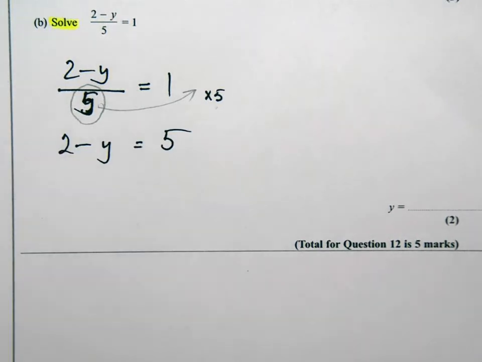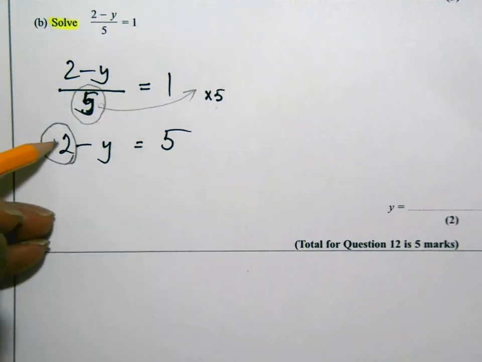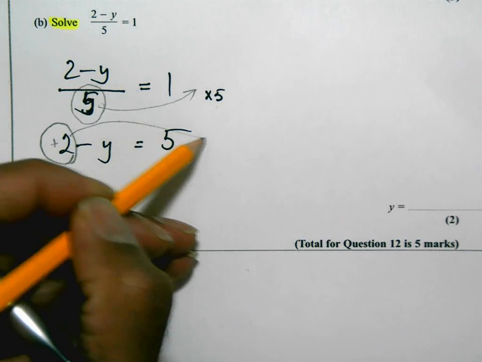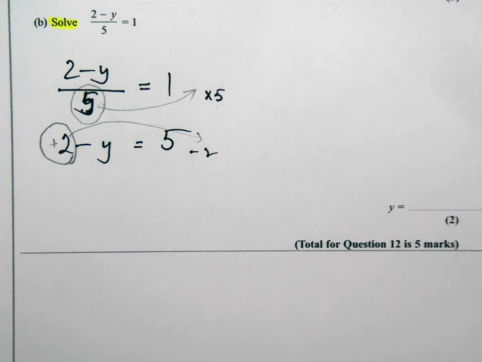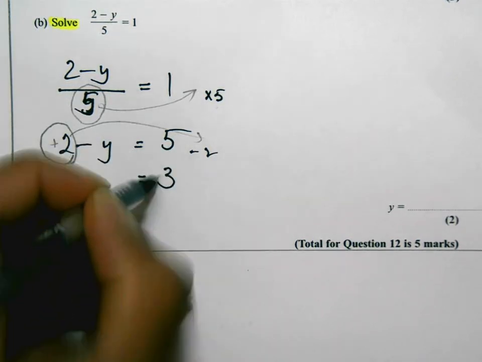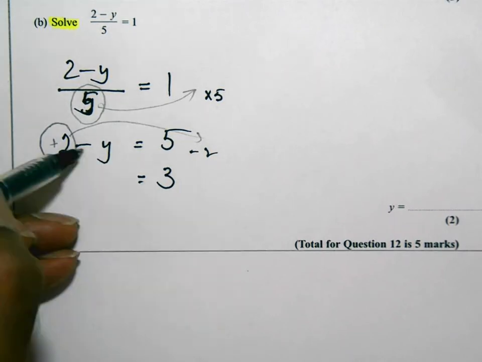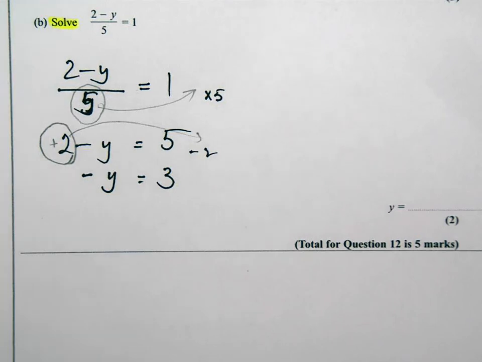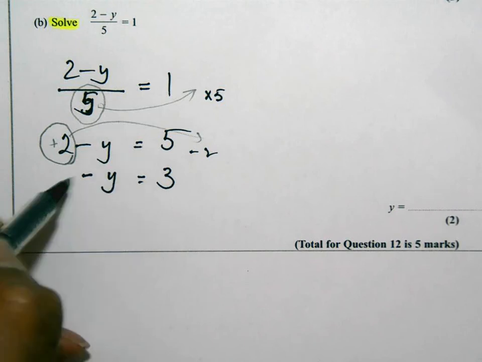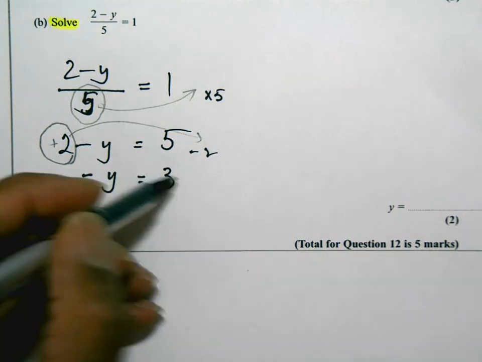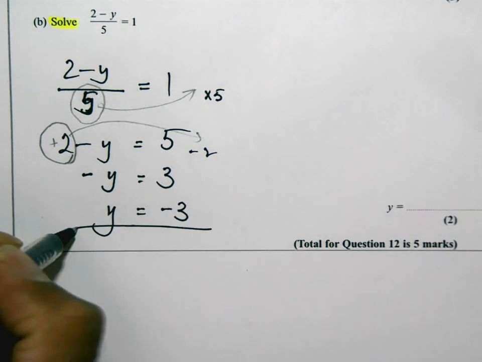I then need to get rid of that 2 over there, and that 2 is a positive 2. If I take the positive 2 across to the other side, the opposite of adding 2 is minusing 2. So 5 minus 2 is 3. What I am left with here, however, and a lot of people get this last bit wrong, I'm left with minus y. That's what I'm left with, because that minus sign is attached to the y. It's the thing that's in front of it. So if minus y is equal to 3, then y must be equal to minus 3. And that is my answer.